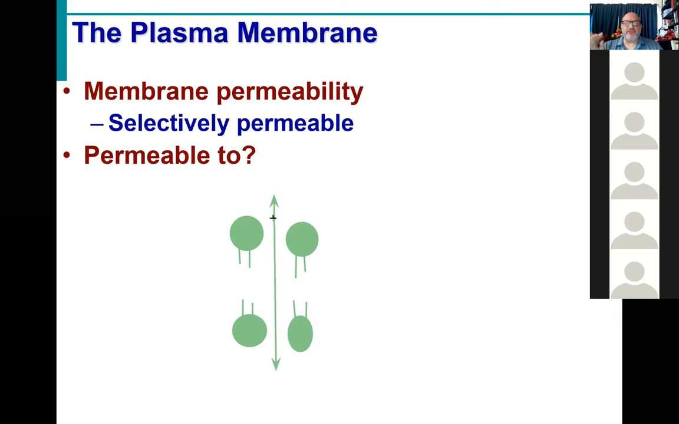Now, when I talk about this being selectively permeable, I mean what kind of things can just get through from one side to the other without any help? What type of things is our plasma membrane selectively permeable to? Salt water? Well, let's be careful.